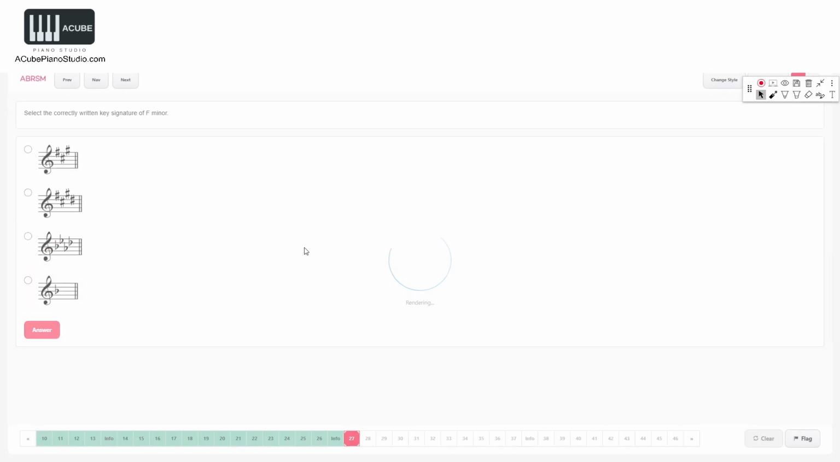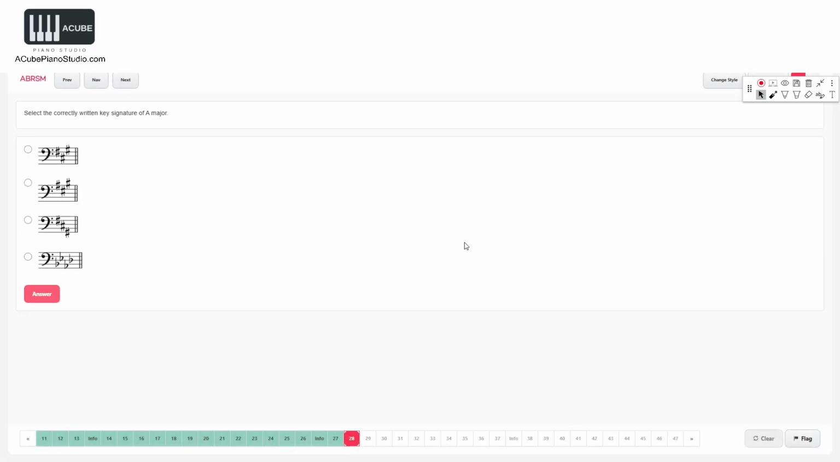Now, coming back to this, select the key signature for F minor. So from your chart, you have known that F minor has B flat, E flat, A flat, D flat. So this is the answer. Okay, it has flats. Alright, so next let's move on.